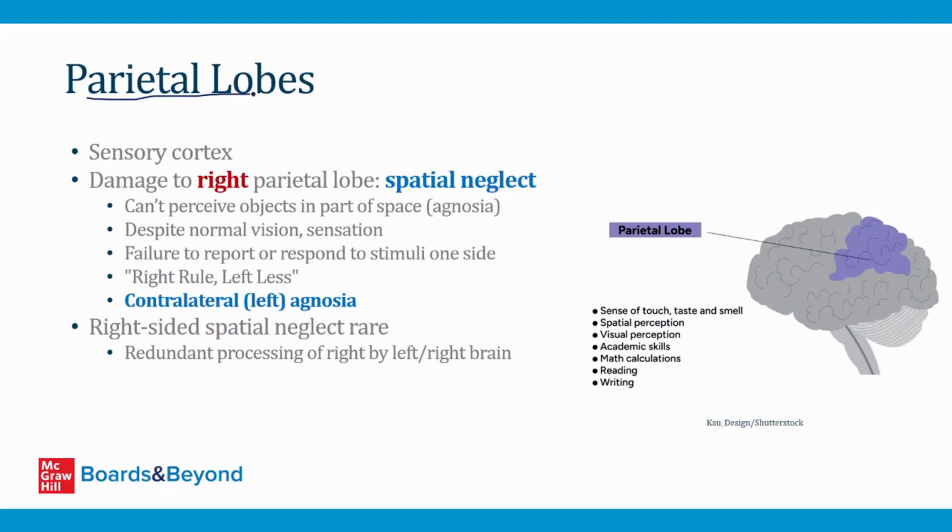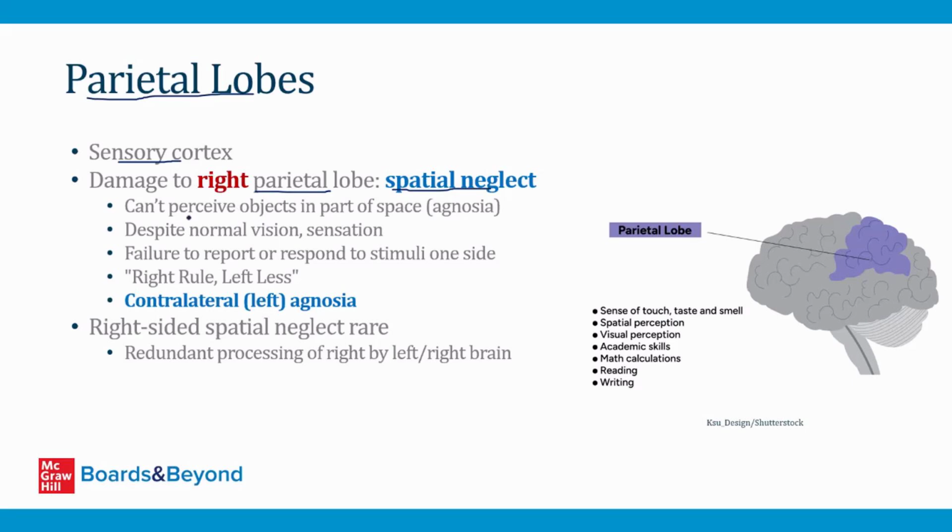And we mentioned this before, but this is where you find the sensory cortex, the portion of our brain that integrates sensory information from the world around us. Because of this, if there's damage to the right parietal lobe, patients will develop a clinical finding called spatial neglect. So let's talk about what that means right now.